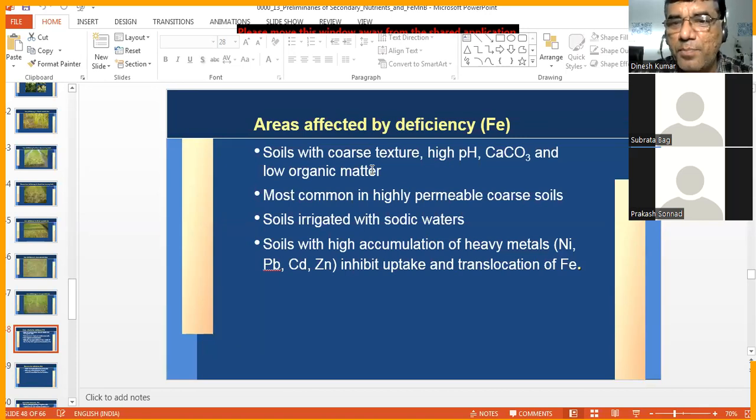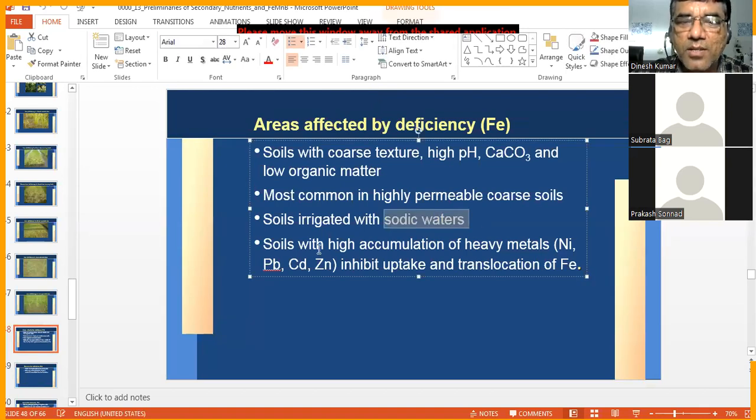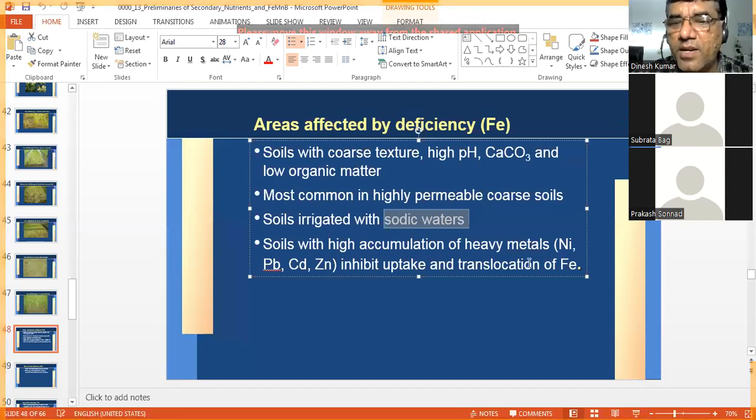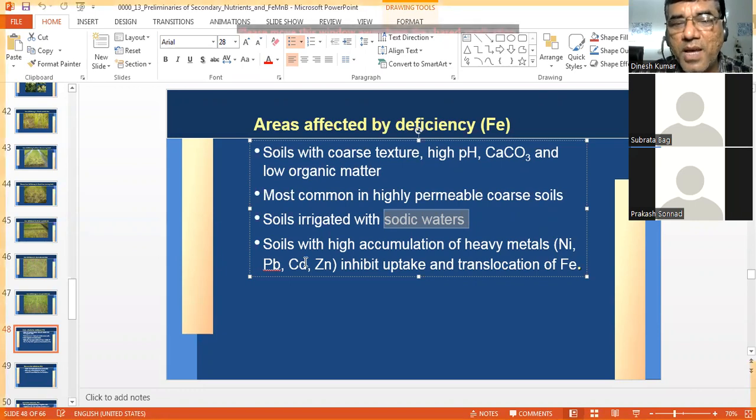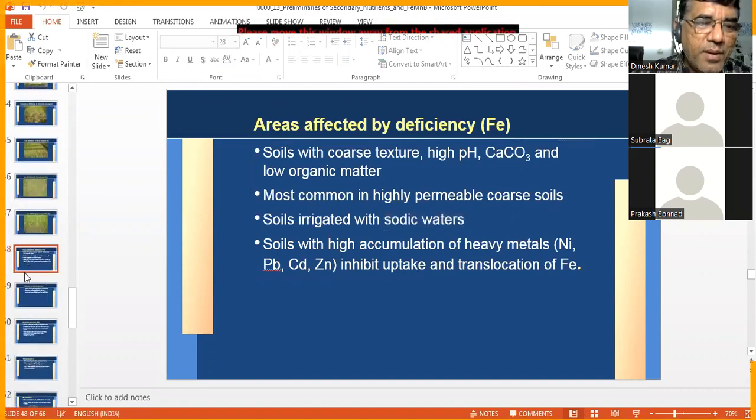Most common in highly permeable coarse soils, soils irrigated with sodic water, soils with high accumulation of heavy metals. Nickel, lead, cadmium, zinc inhibit uptake and translocation of iron. So therefore, soil pollution is also not good. If your soils are polluted with heavy metals, some of them will be taken up and they will compete with essential plant nutrients like iron for their uptake.